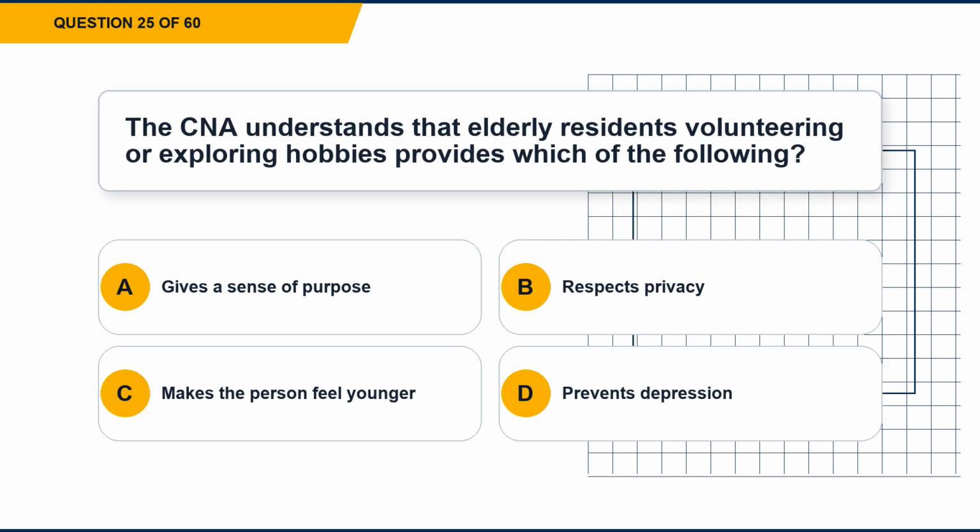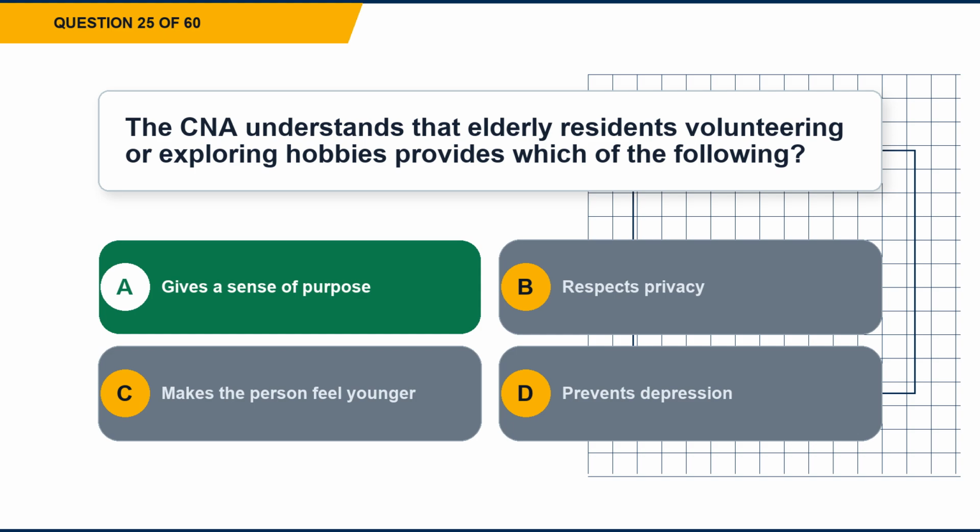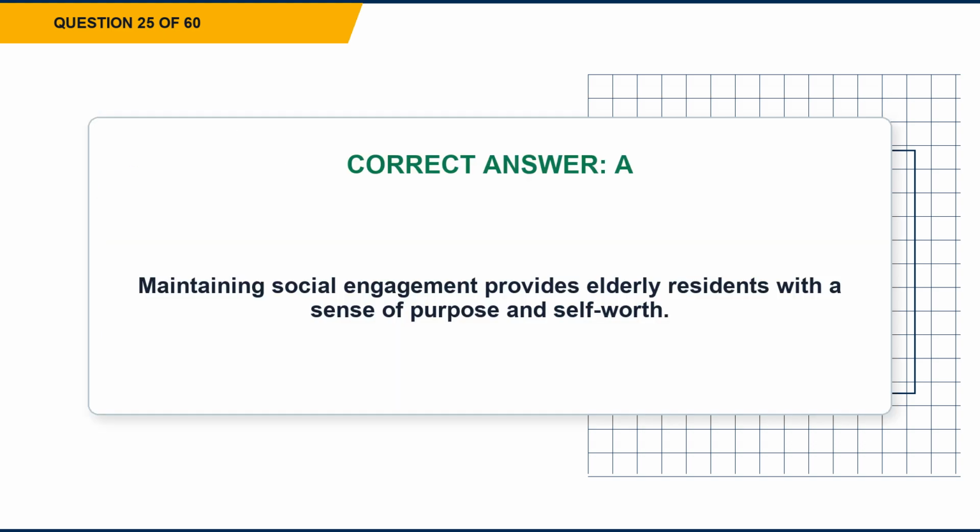Question 25. The CNA understands that elderly residents volunteering or exploring hobbies provides which of the following? Option A, gives a sense of purpose. Option B, respects privacy. Option C, makes the person feel younger. Option D, prevents depression. The correct answer is option A, gives a sense of purpose. Explanation: maintaining social engagement provides elderly residents with a sense of purpose and self-worth.